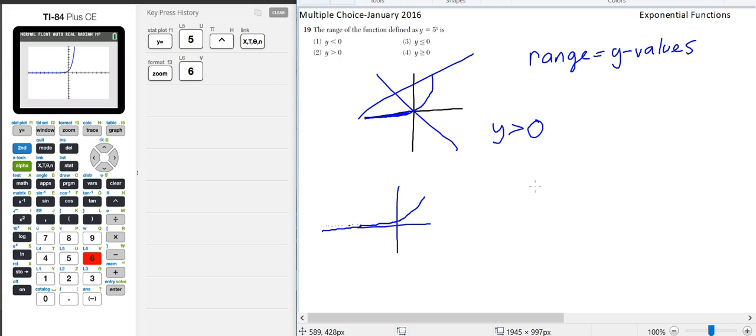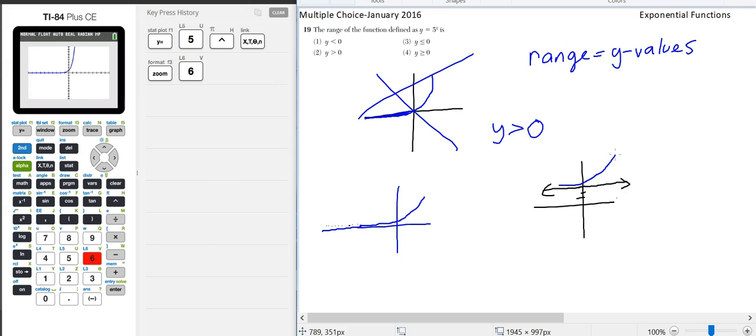Not all exponential functions will be asymptotic to the x-axis. All exponential functions will be asymptotic to some line. You could have an exponential function that is asymptotic to the line y is equal to 3. This is the line y is equal to 3. You could have an exponential function that will look like this. It gets infinitely close to that line, but it will never touch it.